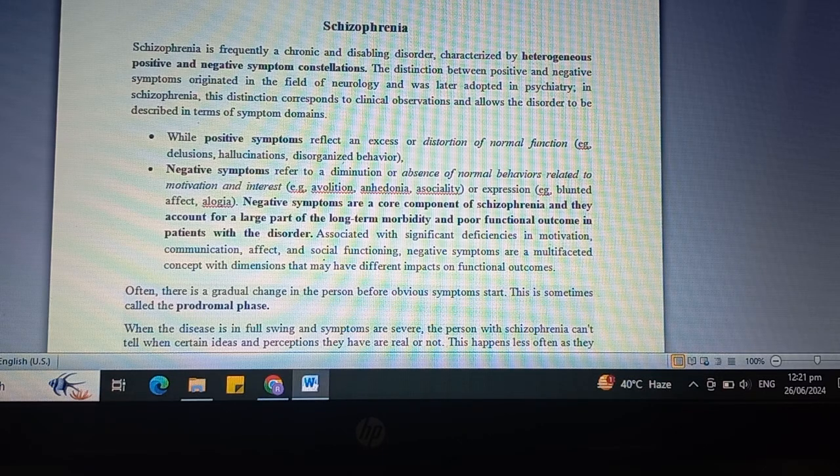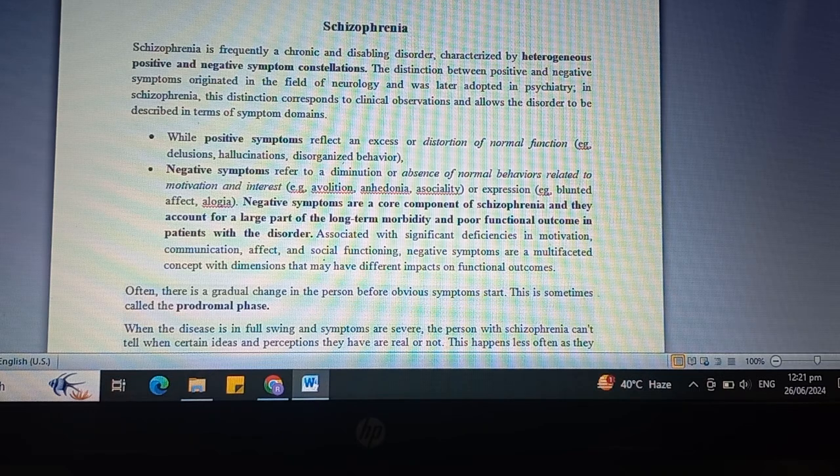Now why are they called positive symptoms? As the word reflects, positive means something is being added, an excess or distortion of normal function. For instance, we have speech, we have thought patterns, we have a certain type of behavior. That behavior, thought pattern, or speech is there, and it is added with distortion: disorganized behavior, hallucinations, and delusions. So that's why they are called positive symptoms, because further things are added to the already existing parts of personality.